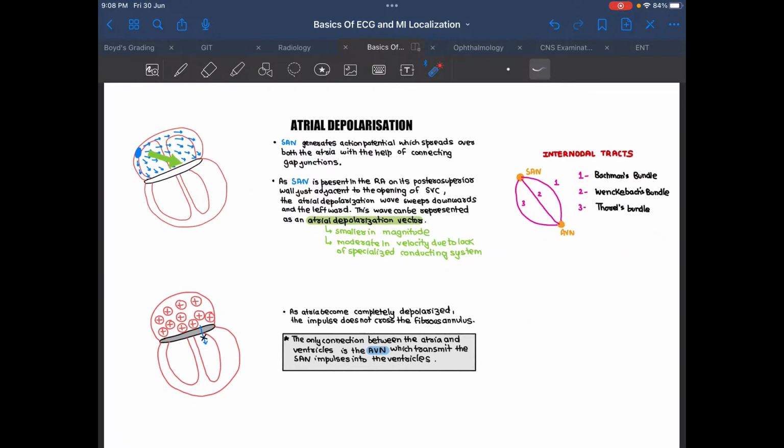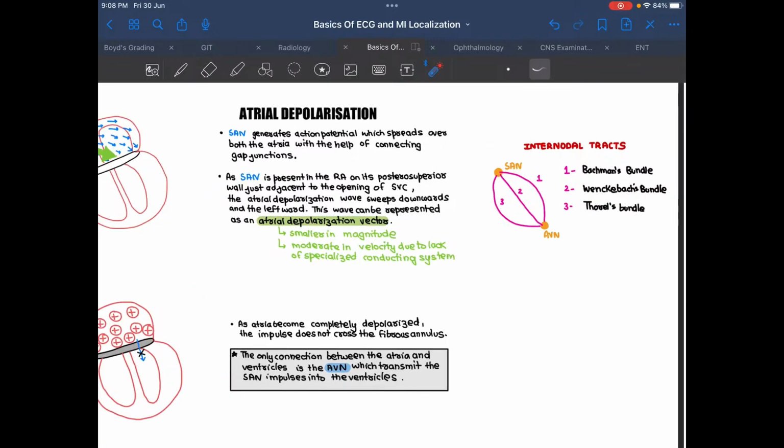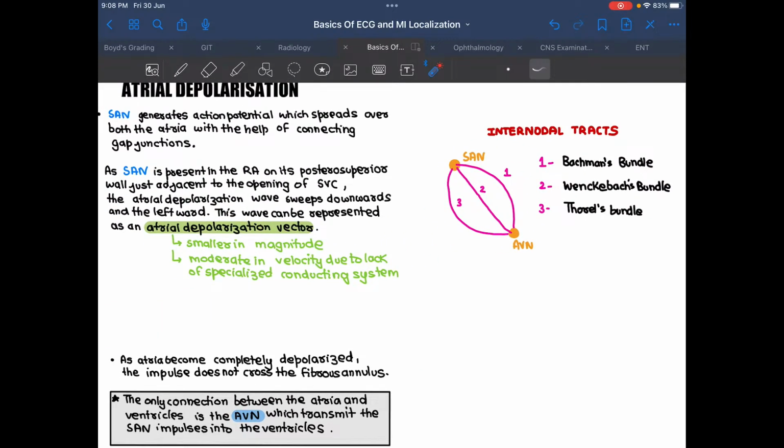And I want you to get accustomed with the internodal tracts as well. We have the SA node and we have the AV node. So the SA node can send impulses to the AV node via these internodal tracts. What are these internodal tracts that we have? We have three in number. We have the anterior, that is Bachmann's bundle. We have the middle, that is Wenckebach's bundle, and then we have the posterior bundle, that is Thorel's bundle. In some books, it has been mentioned that Bachmann's bundle is not technically the anterior internodal tract, but a branch of the anterior internodal tract.